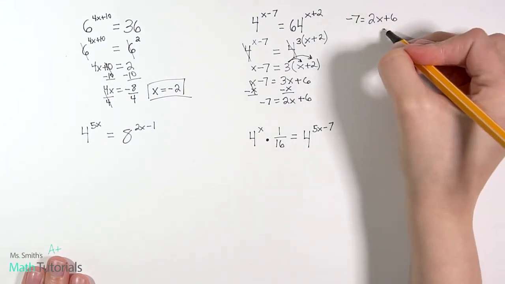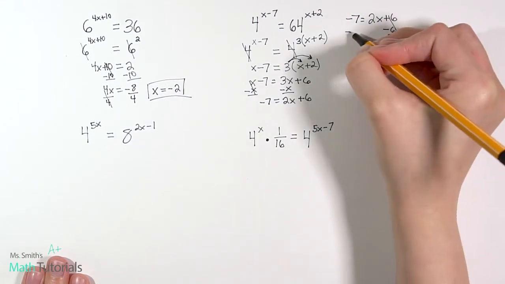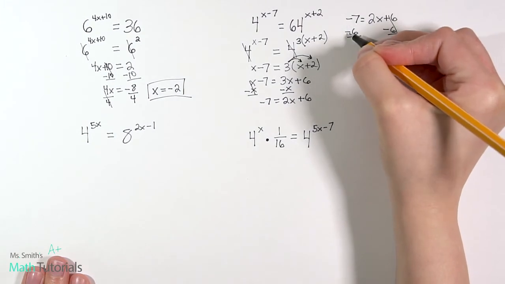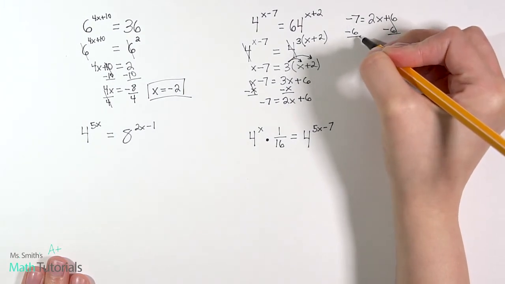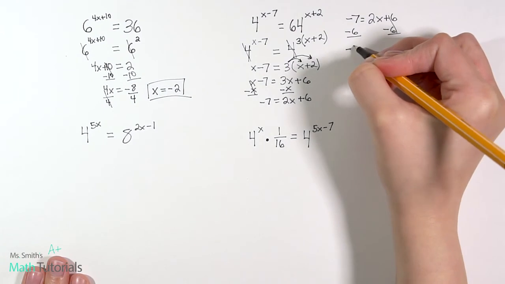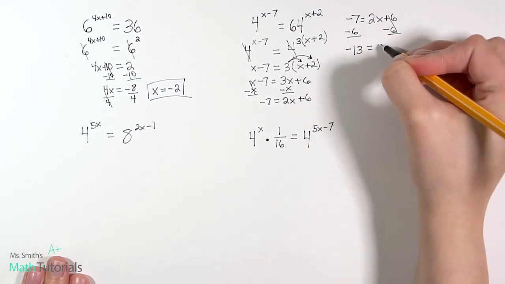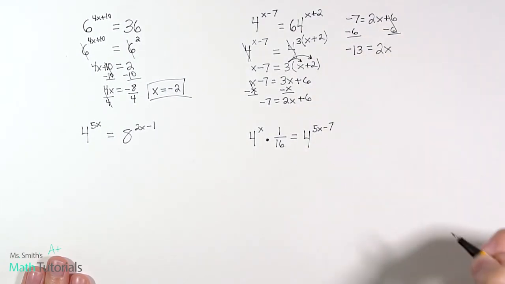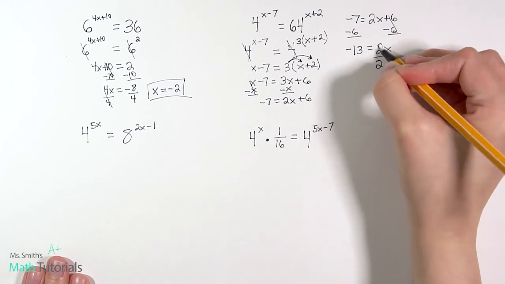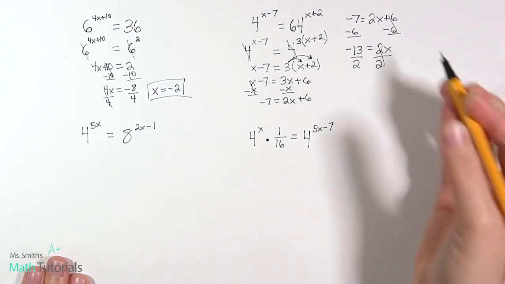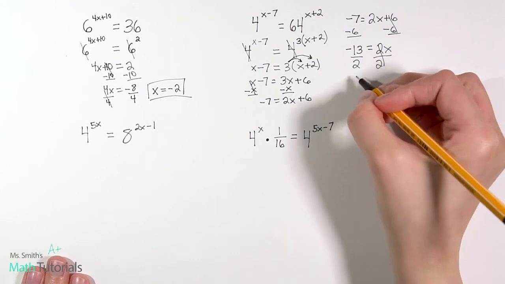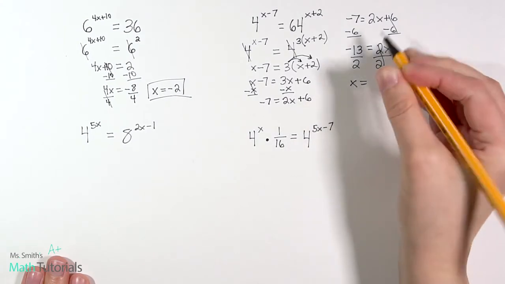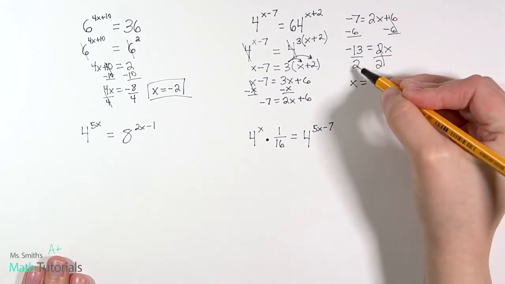So I want to get my constants together. Negative 7 minus 6 is going to give me negative 13 equals 2x. And my final step, of course, is to divide by 2. I always like to write my x on the left, so x equals negative 13 divided by 2.